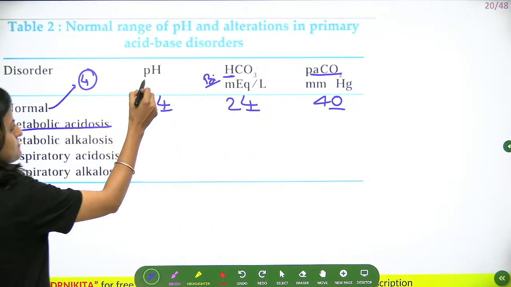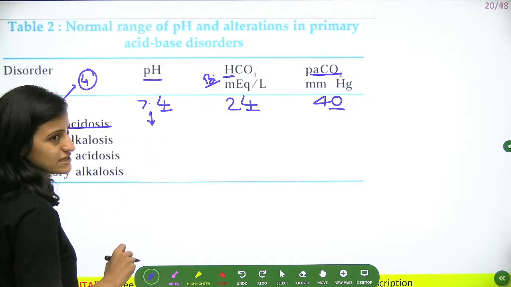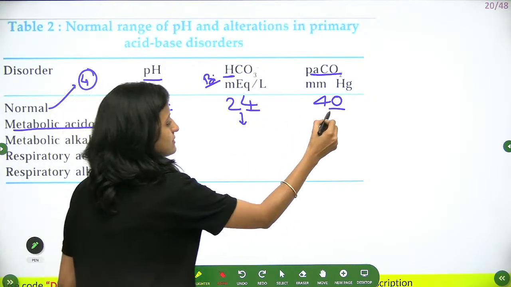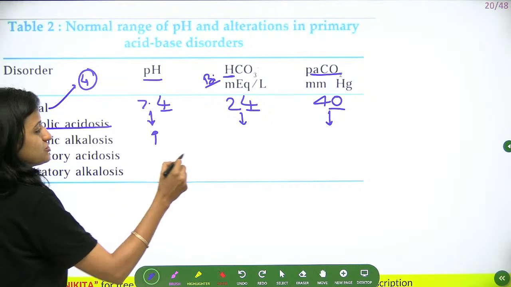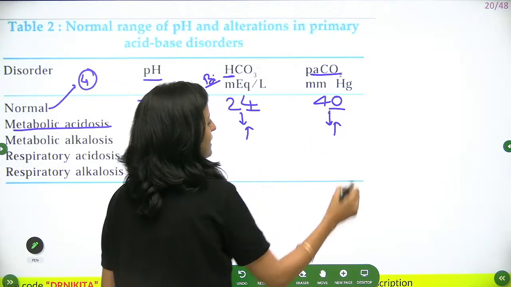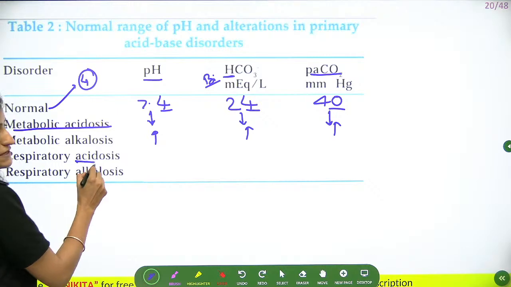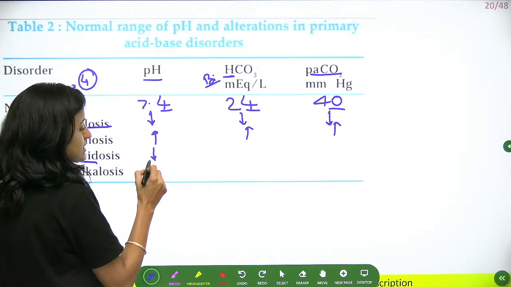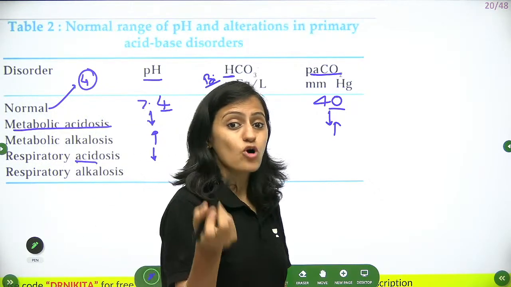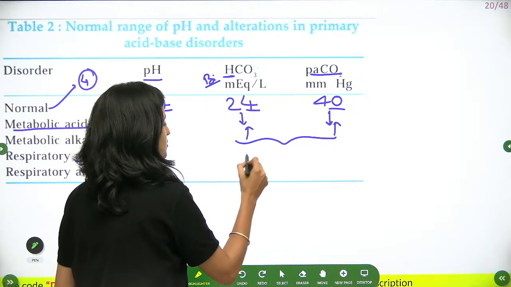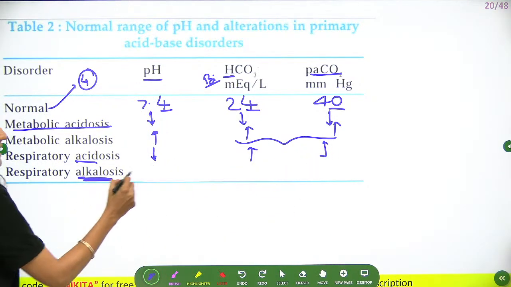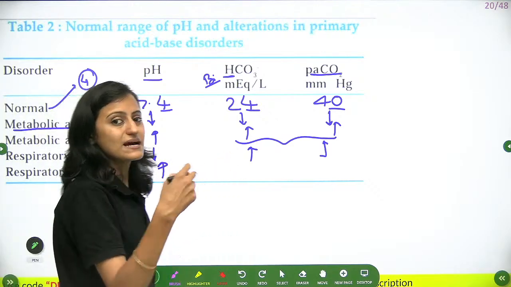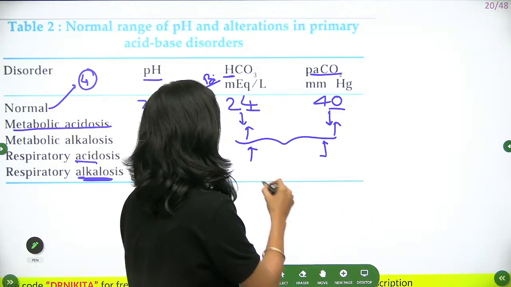Metabolic acidosis, pH decreases. Metabolic is equal, everything will decrease. Metabolic alkalosis, pH increases. Metabolic equal, everything increases. Respiratory acidosis, pH decreases. Respiratory is opposite. The rest of the two go together, opposite, both will increase. Respiratory alkalosis, pH increases. Respiratory opposite, the rest of the two will decrease.